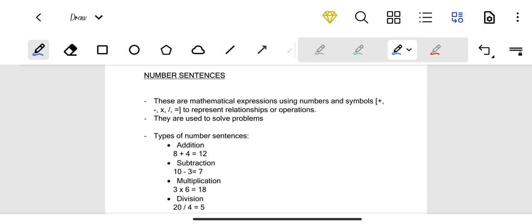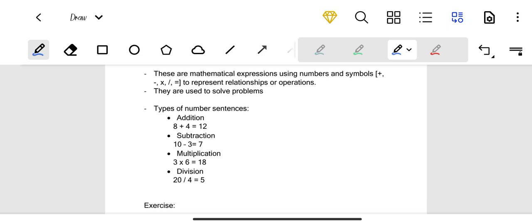There are different types of number sentences. We can have addition, subtraction, multiplication, and division. I gave an example of each. With addition, 8 plus 4 is equal to 12. With subtraction, 10 minus 3 is equal to 7. With multiplication, 3 times 6 is equal to 18. Division, 20 divided by 4 is equal to 5. I hope that is understandable.